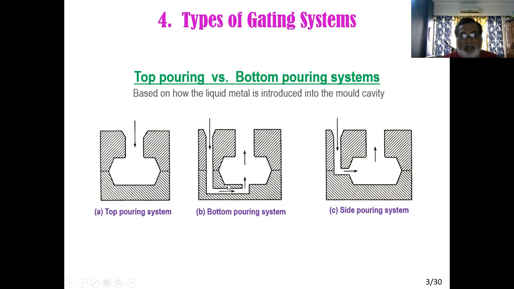On the other hand, here we are pouring the liquid metal from the bottom, so it is against gravity. Since it is against gravity, we are hoping that velocity will decrease and turbulence will be minimized, and this will help aluminum-type alloys to have a good casting. So these are the two common aspects of bottom pouring. In top pouring velocity increases and turbulence is much; here velocity decreases and turbulence is less. There are other common features.